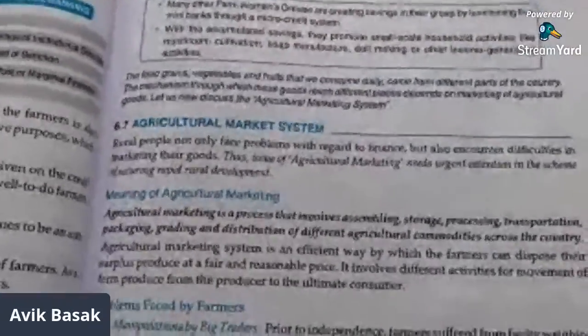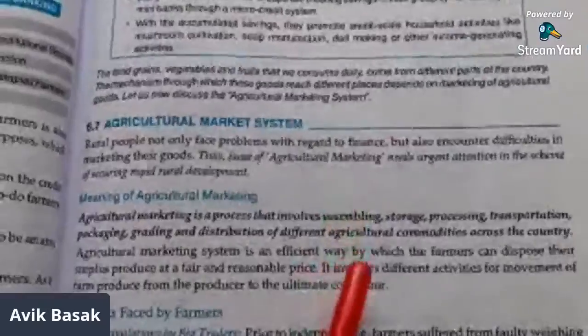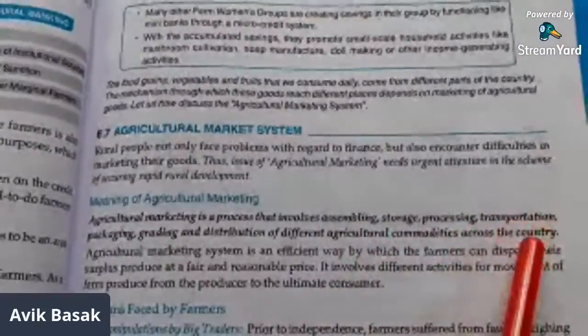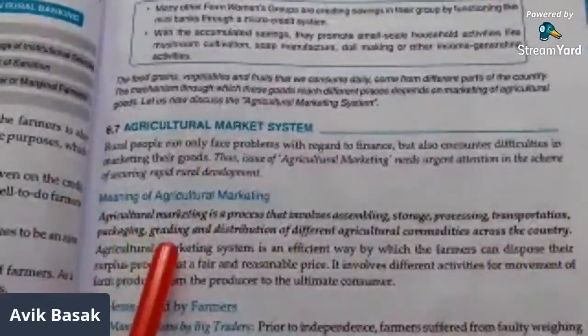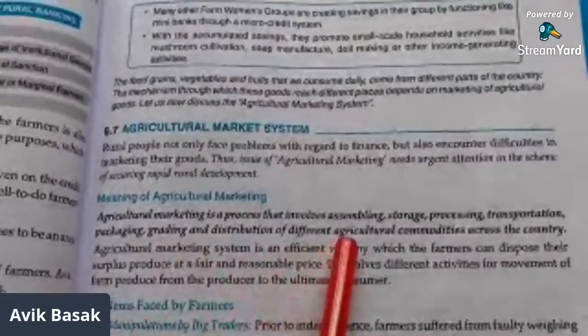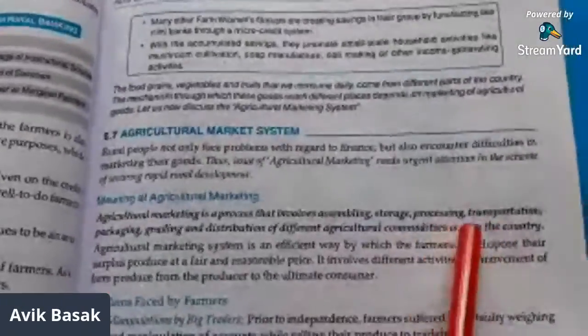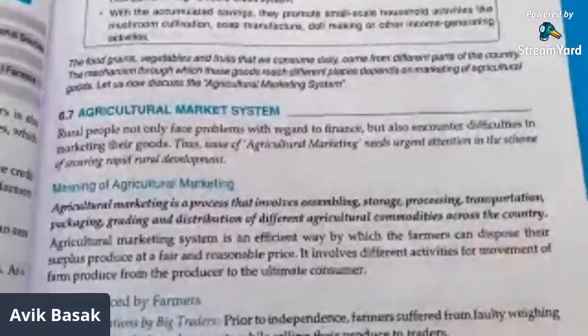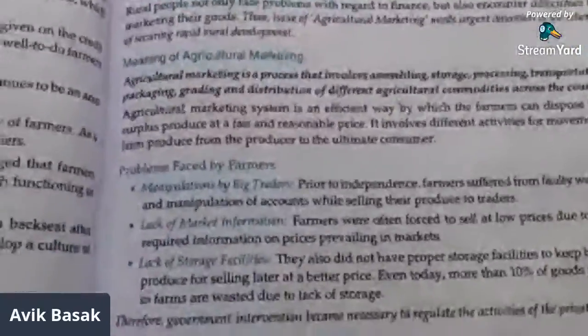You have studied this in BST, I think. Assembling, storage, processing, transportation, packaging, grading, distribution of different agricultural products across the country. They have to do this across the country. But there were problems. What are the problems?